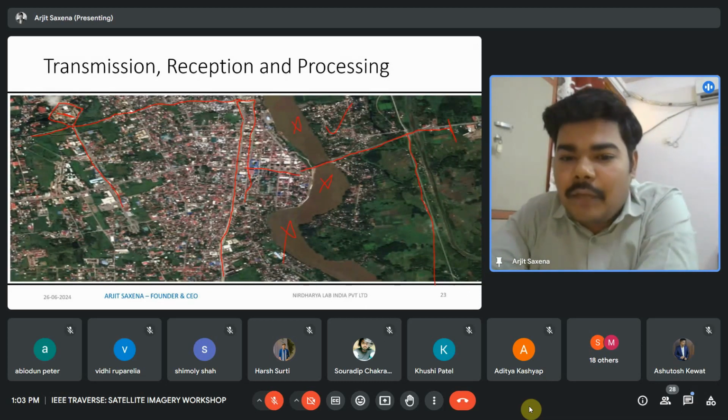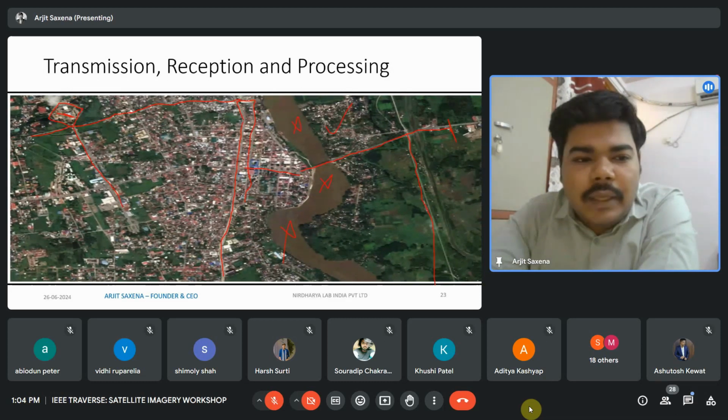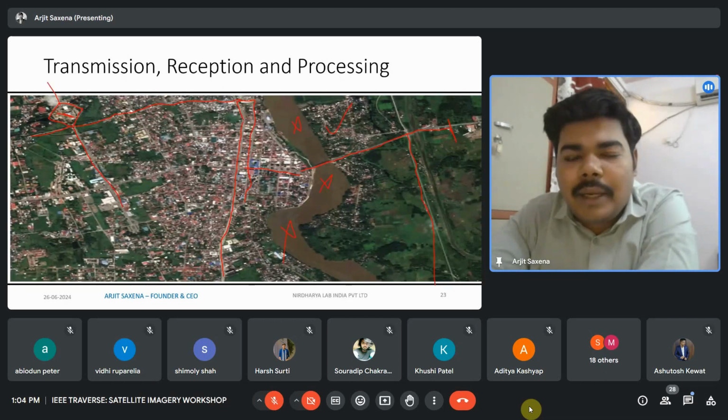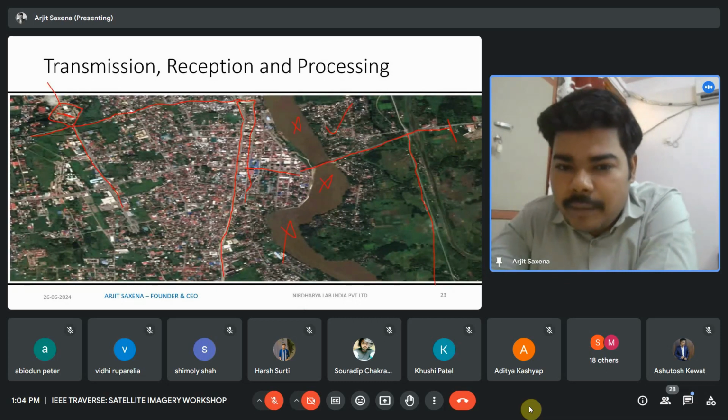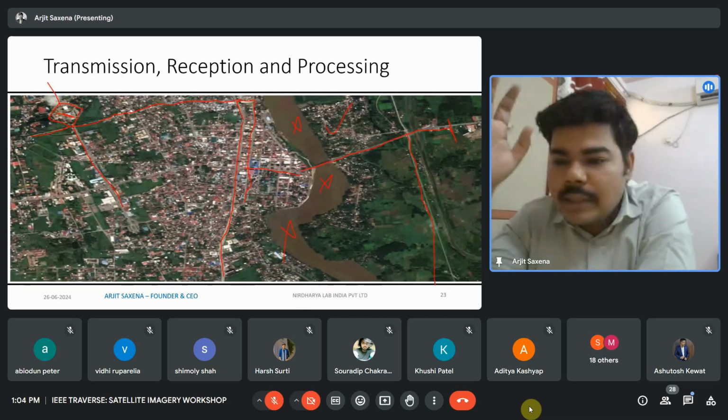You diverted the traffic flow, then you again joined it. Then further you are diagonally distributing the traffic, and then you are entering into the city. So this is a basic and pure example of how satellite imagery is being used for urban infrastructure development.